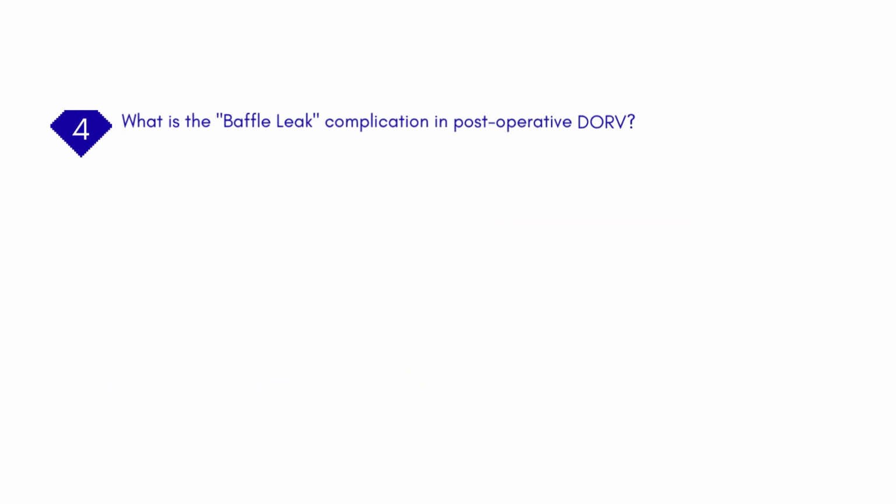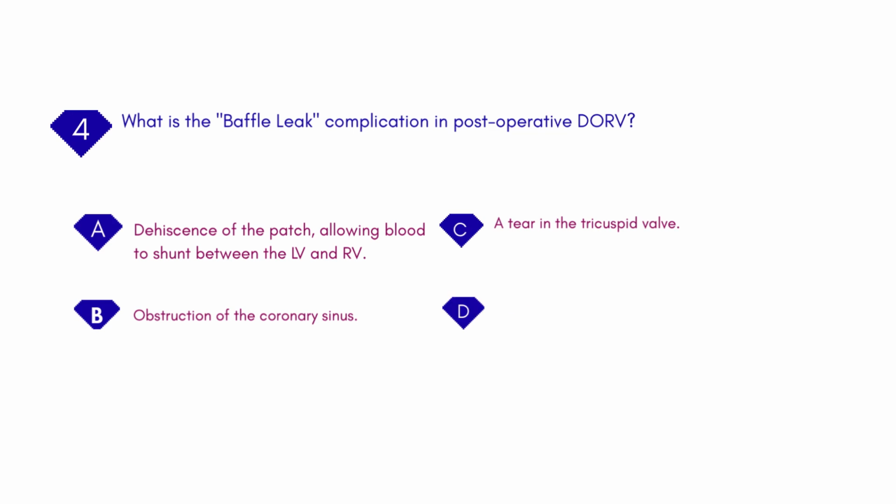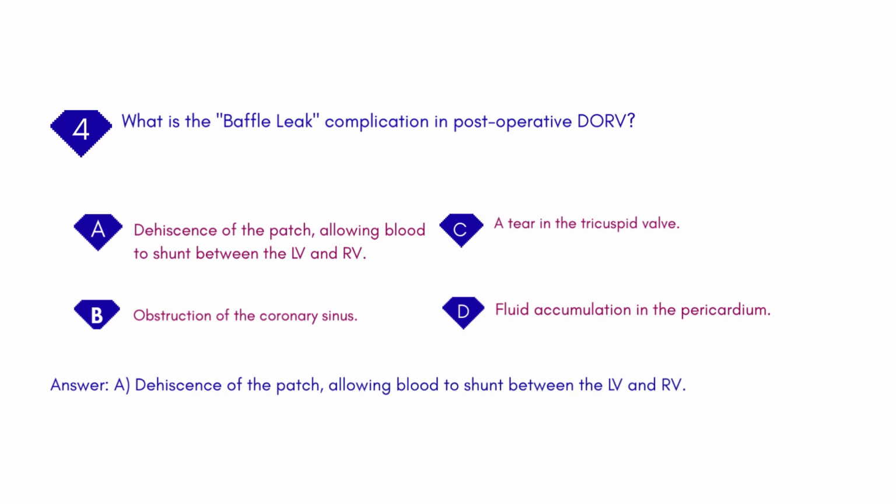What is the baffle leak complication in postoperative DORV? A. Dehiscence of the patch, allowing blood to shunt between the LV and RV. B. Obstruction of the coronary sinus. C. A tear in the tricuspid valve. D. Fluid accumulation in the pericardium. Answer: A. Dehiscence of the patch, allowing blood to shunt between the LV and RV.